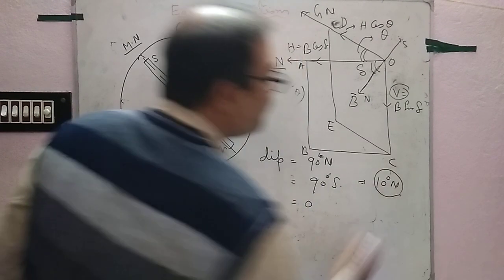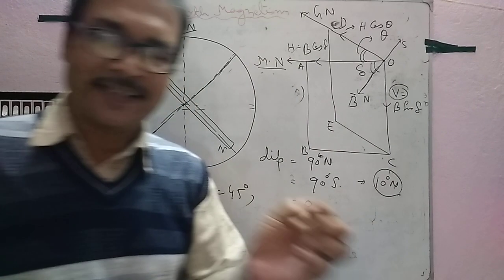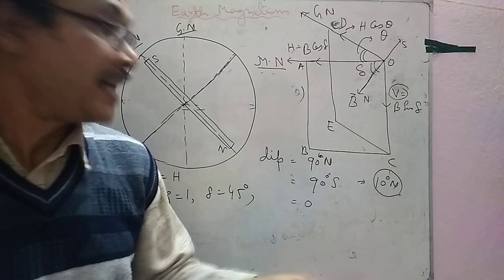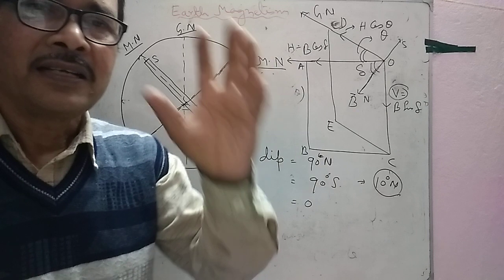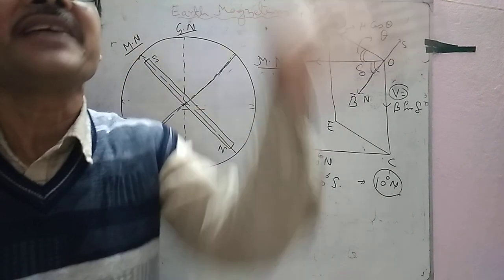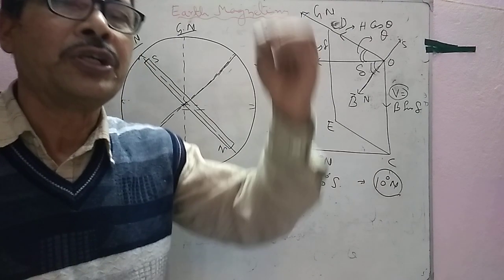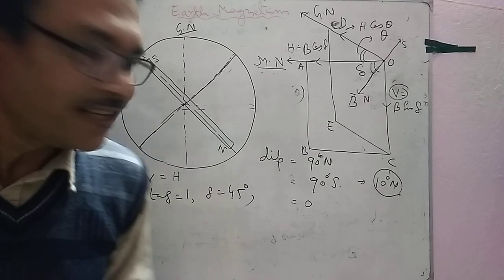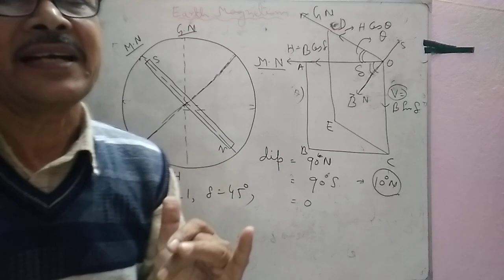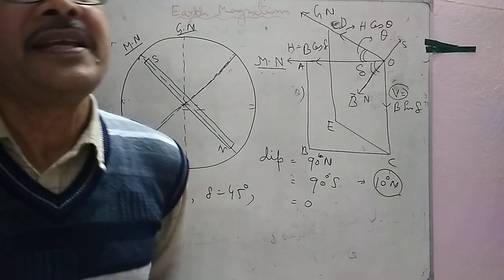So what do you mean by it? If we suspend a magnet from its center of gravity at this place, and the magnet is allowed to rotate in a vertical plane, then its north pole tips downward and makes an angle, and the axis of the magnet makes an angle 10 degree with the horizontal line in the magnetic meridian at that place.